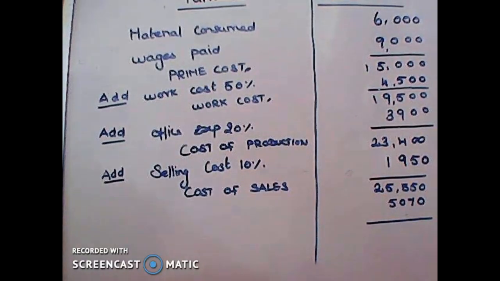In this video, I am going to solve one problem. In the question, it was given: material 6,000, wages 9,000, work cost 50% on wages, office cost 20% on work cost, selling cost 10% on work cost, profit 20% on cost. So it was given that the material consumed and direct material are the same.